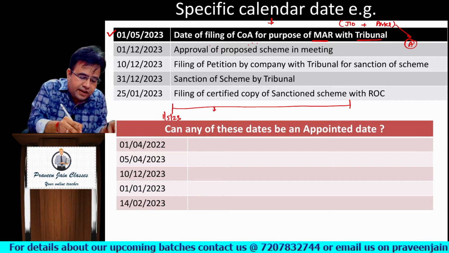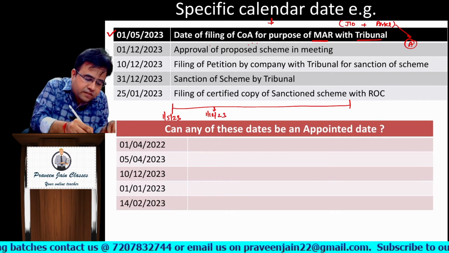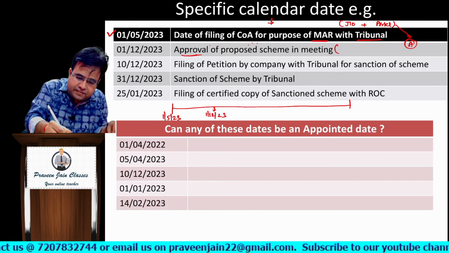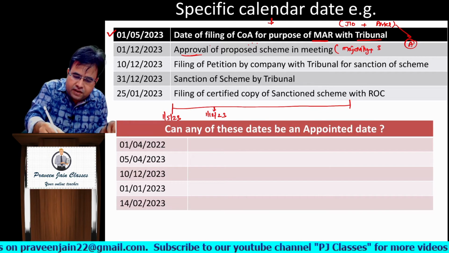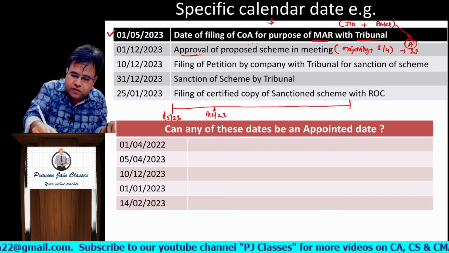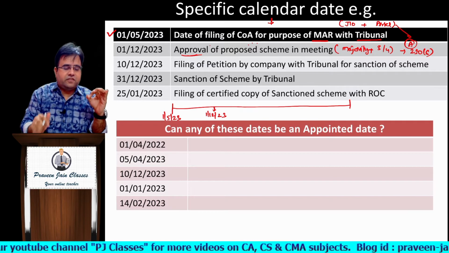So when it was approved, sir, 1/12/2023 को, you can see approval has happened. Now when I say approval has happened, can I say majority in number, 3/4 in value? If you remember, those conditions were given in 230 subsection 6. 230 subsection 6. Okay, next.